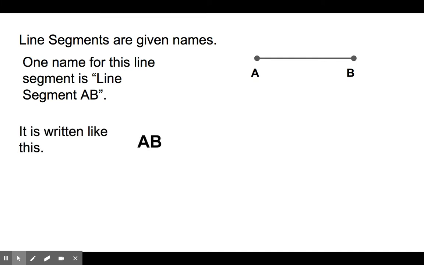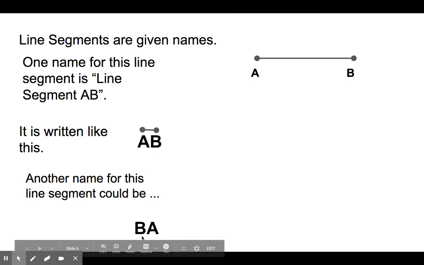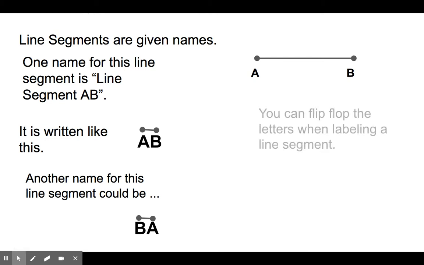And it's written like this. You write down the letters A and B, and then on top, you put this little mini line segment on top of it, since it's got two endpoints, so it's a small little line segment on top of your letters. Now, another name for this line segment could also be BA. Again, I have the letter B and the letter A, and on top I'm going to put a small little mini line segment to label it line segment BA.